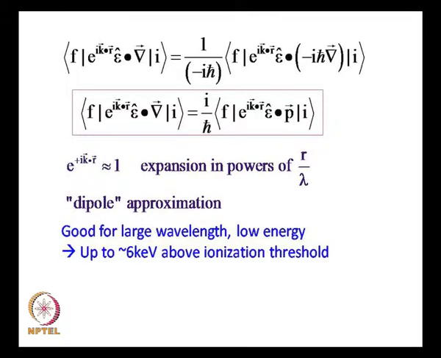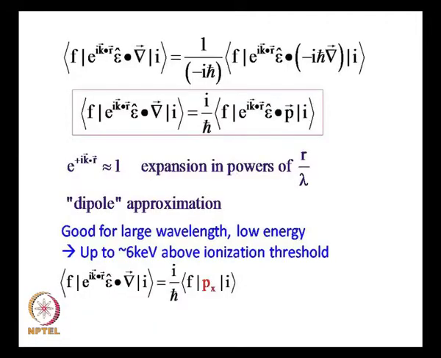If you take the leading term, you have e to the i k dot r nearly equal to 1, which is called the dipole approximation, and I will explain why it is called a dipole approximation. So, tentatively we will use the term dipole approximation, and very quickly we will recognize why it is called that. This will work for low energies, for large wavelengths, and low energies which are not all that low. This works all the way up to about 5 or 6,000 electron volts above the ionization threshold, although there are some exceptions and one has to make corrections for them.